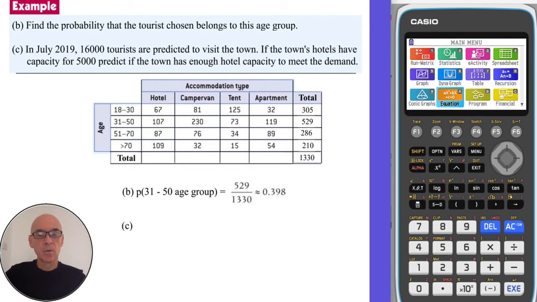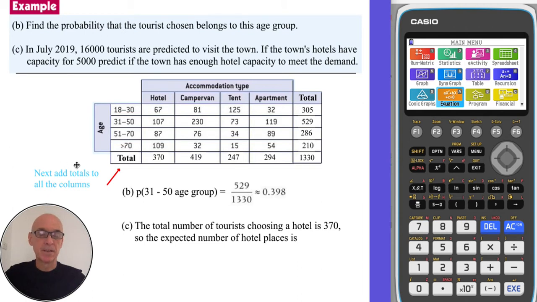In part C, we're asked to see if the town has enough hotel capacity to meet the demand of 5,000 tourists. So if we next add totals to the columns, the number of tourists who chose a hotel from this survey group was 370. So the probability of picking a person from the group to have used the hotels would have been 370 out of 1,330, and then we can use that probability to work out the expected number.